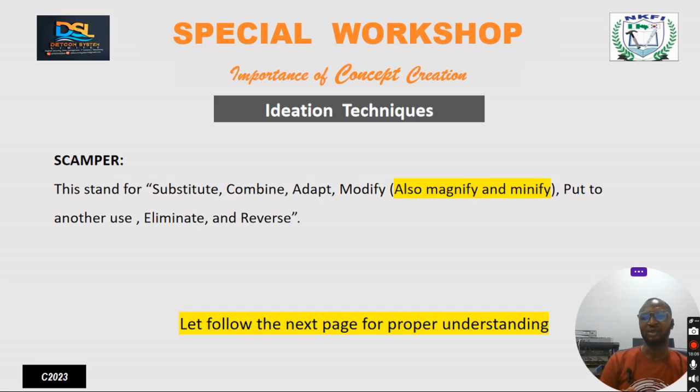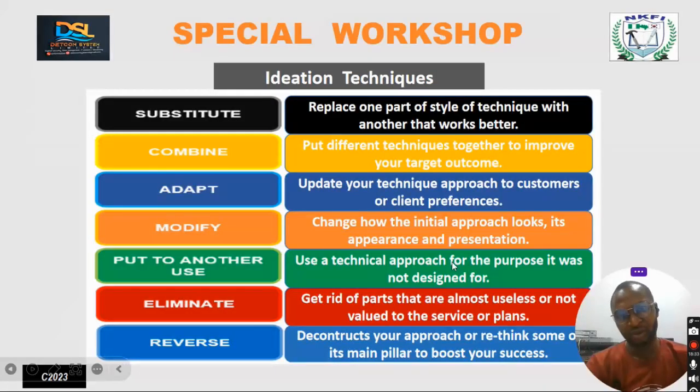we have SCAMPER in ideation techniques. This stands for substitute, combine, adapt, modify, also magnify and minify, put to other use. Okay, now eliminate, then you reverse the process. You can reverse the process. Okay, let's get to the next stage and see what we have there.